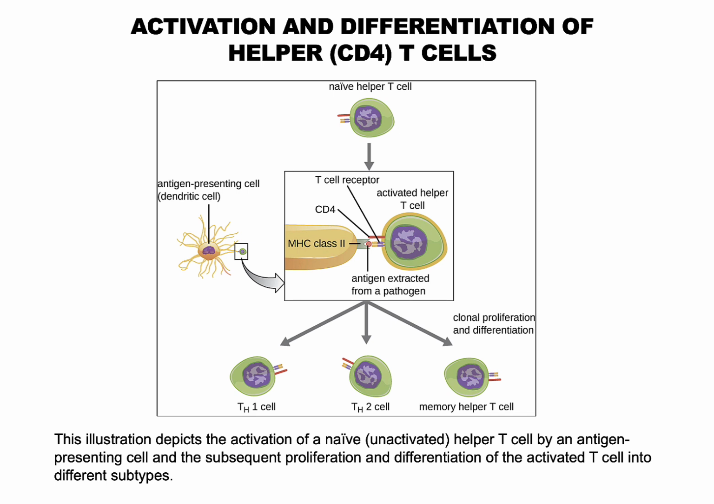Once activated, the helper T cell undergoes a proliferation phase, dividing through mitosis and generating a clonal population of naive helper T cells. These cells can differentiate into distinct subtypes, a process guided by the cytokines secreted by the APCs. The activated helper T cells may evolve into T helper 1 (Th1), T helper 2 (Th2) cells, and memory helper T cells. Th1 and Th2 cells function as short-lived effector cells, providing immediate responses, while memory helper T cells are long-lived and crucial for rapid reactions to subsequent exposure to specific antigens.